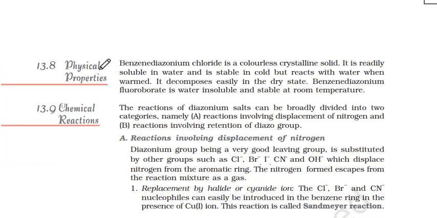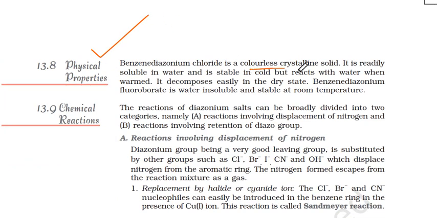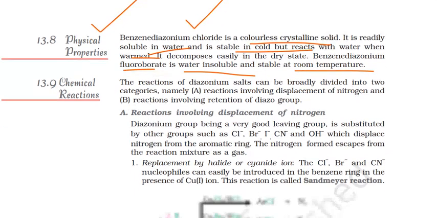Physical properties. Benzene diazonium chloride is a colorless crystalline solid. It's readily soluble in water, stable in cold but reacts with water when warmed. It decomposes easily in the dry state. Benzene diazonium fluoroborate is water insoluble and stable at room temperature. Otherwise, it's generally soluble, and in cold water, it's stable more or less, but it'll react with warm water.